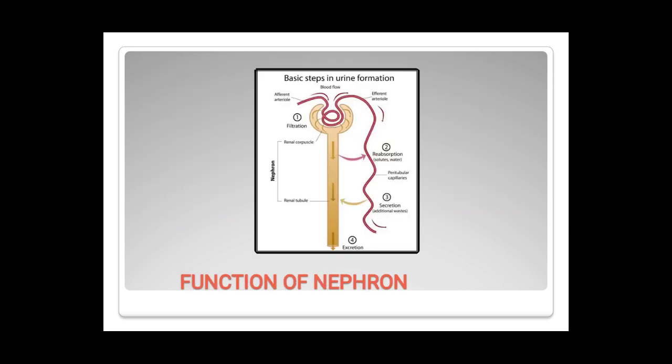Now here you can see the diagram of function of nephron. So first process, filtration, occurs near the glomerulus. After that, second, third and fourth process occurs in the renal tubule. Second process, reabsorption, where you can see substances moves from the filtrate to the blood, and secretion, substances from the blood moves back to the renal tubule, and excretion is removing out of urine from the body.